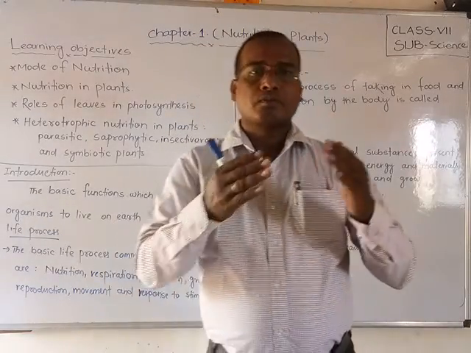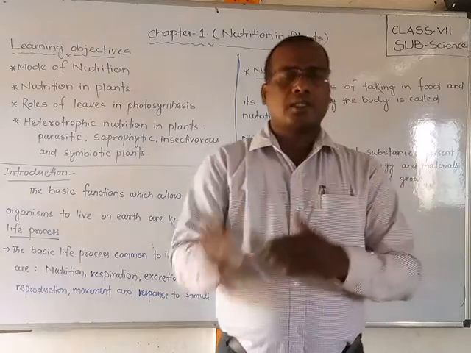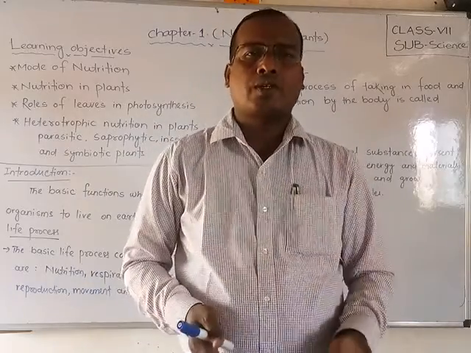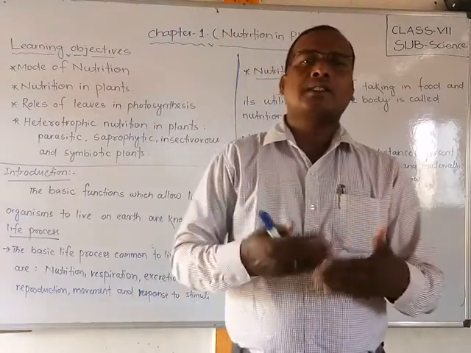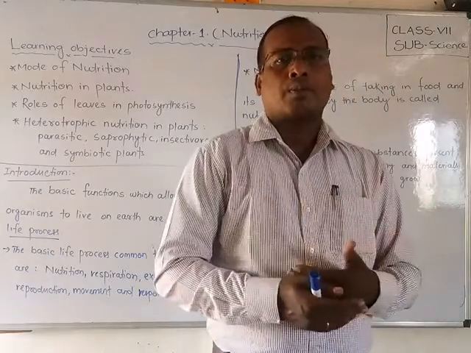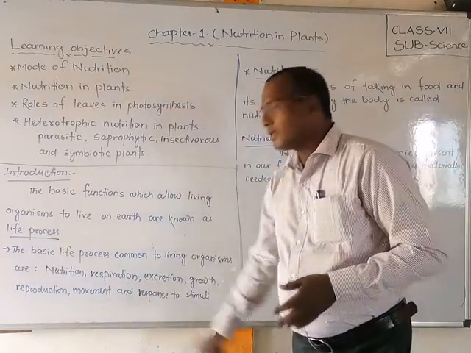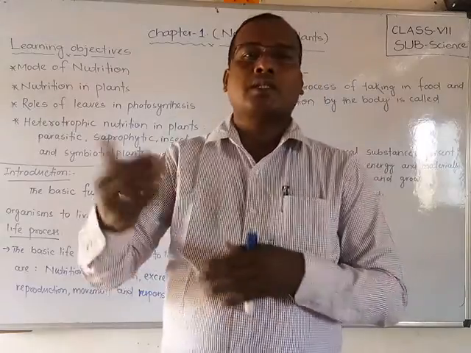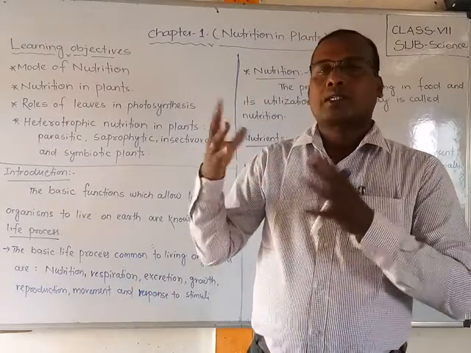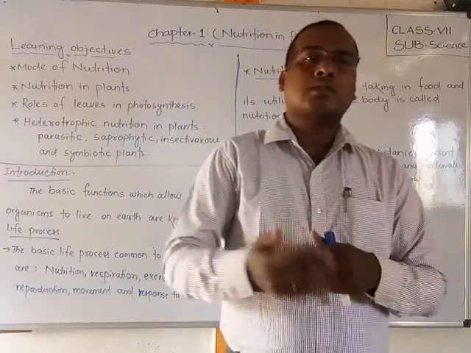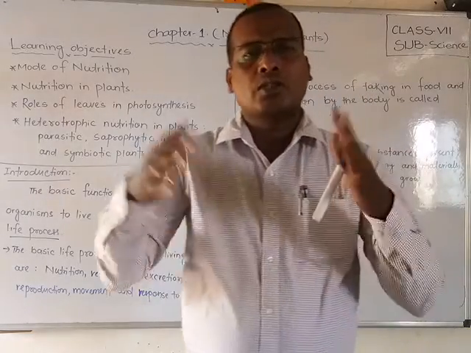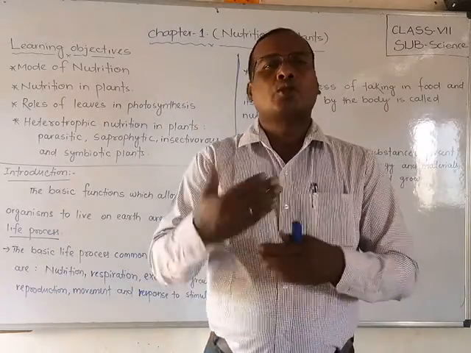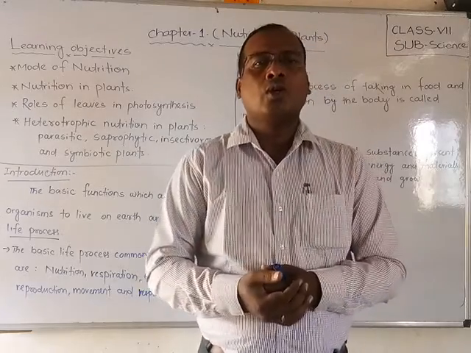Reproduction: first parents, then parents have babies, then babies become adults, and again new babies are formed. That is called a generation, which means increasing the population or the species. Then movement: we move from one place to another. And response to stimuli: we are giving instructions to our brain, we are thinking; this is called response to stimuli. So all these basic functions allow living organisms to live on the earth.